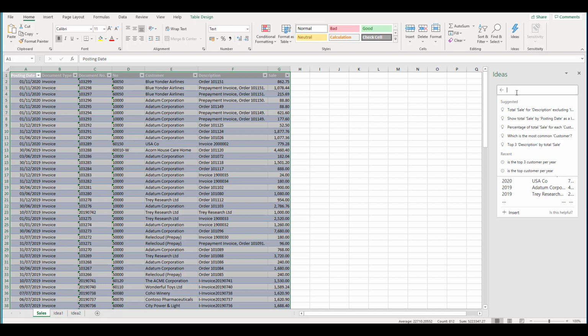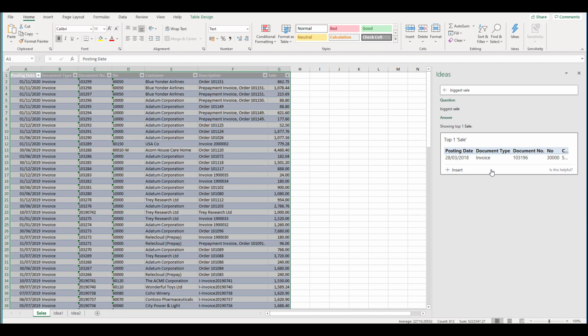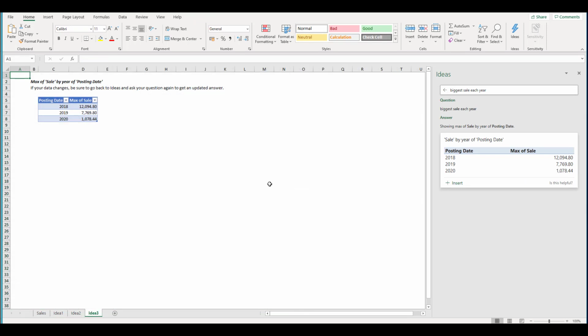So we look for the biggest sale there, and we can see the information on what the biggest sale is. So that's the individual biggest sale. So again, we can insert that in. Or the biggest sale for each year, and we can insert that in, and we've got the biggest sale that's going on in terms of posted dates.